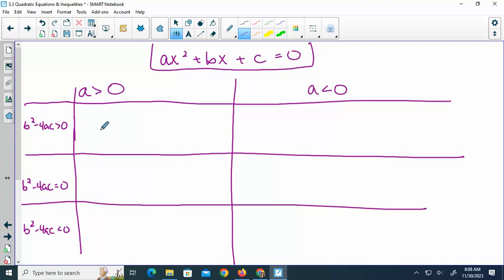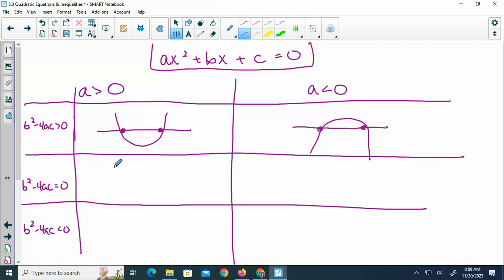So what we know here about this graph is it would hit the x-axis twice, and we know it's opening up. So we would get a graph something like this. If it has a positive discriminant, that means 2 x-intercepts, and a negative a, then it's going to open down, and it would look like that.